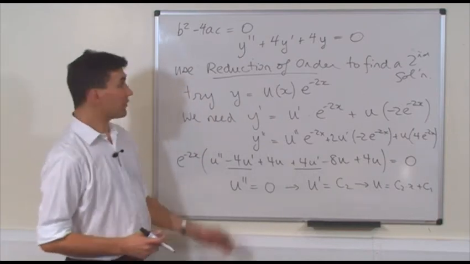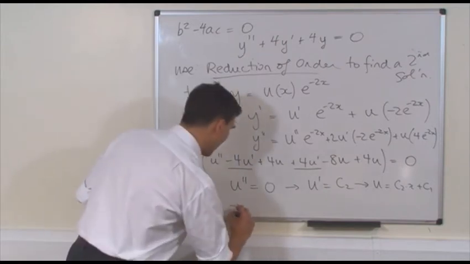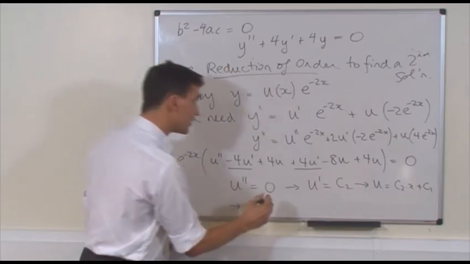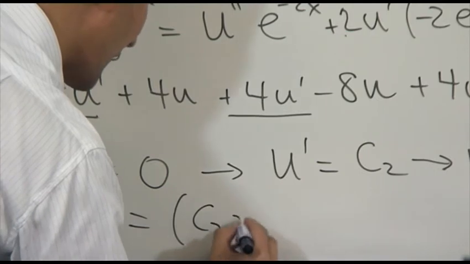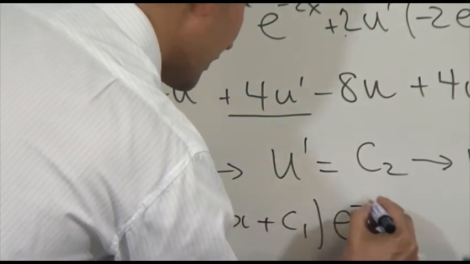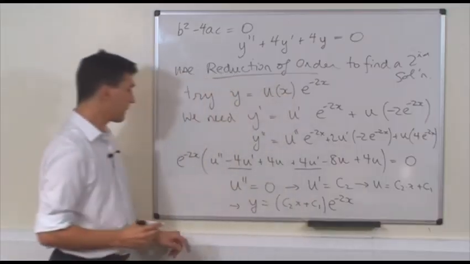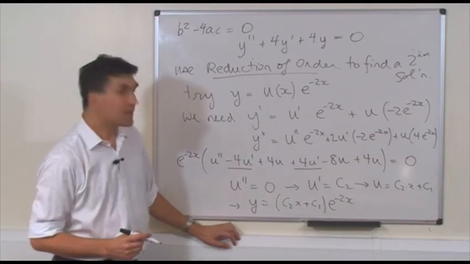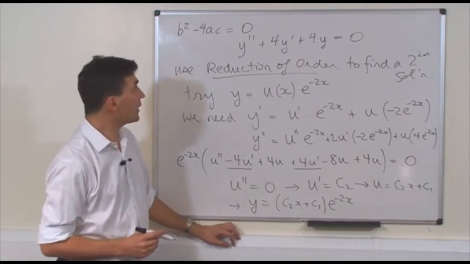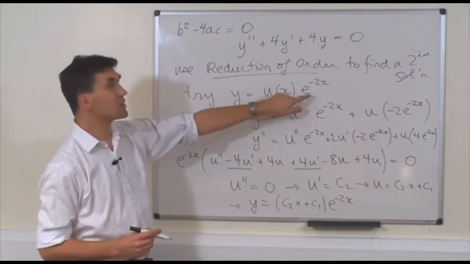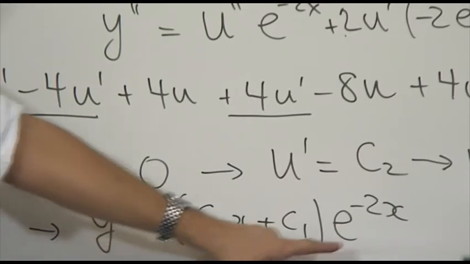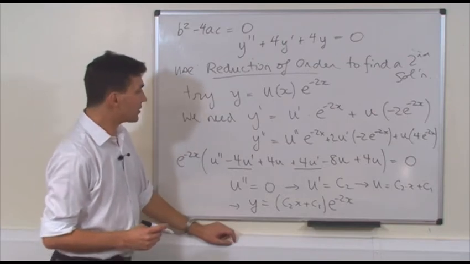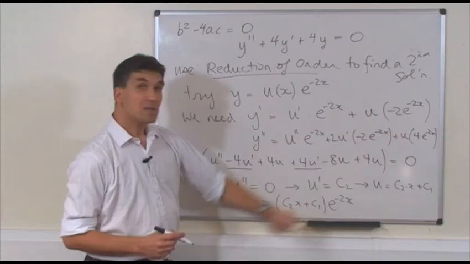But that wasn't what we were trying to solve. We were trying to find y. Y was equal to u times e to the minus 2x. So y, which is the general solution of that equation, is going to be C2x plus C1 times e to the minus 2x. And that's the general solution for this differential equation. And notice that it includes the solution that we had before. Before we had y is equal to any constant times e to the minus 2x, and that's there. It's the C1 e to the minus 2x. It's included in this general solution. The new part is a constant times x times e to the minus 2x.